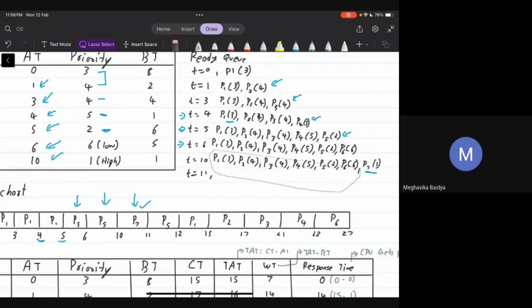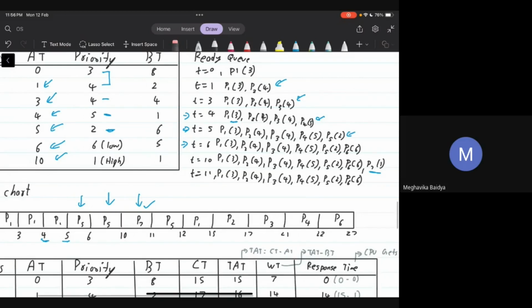Listen, simultaneously, once we place a process in the Gantt chart, we are also going to calculate and reduce the burst time, right? Yes. I haven't shown that here. Understood. So now you see that P7 is done.